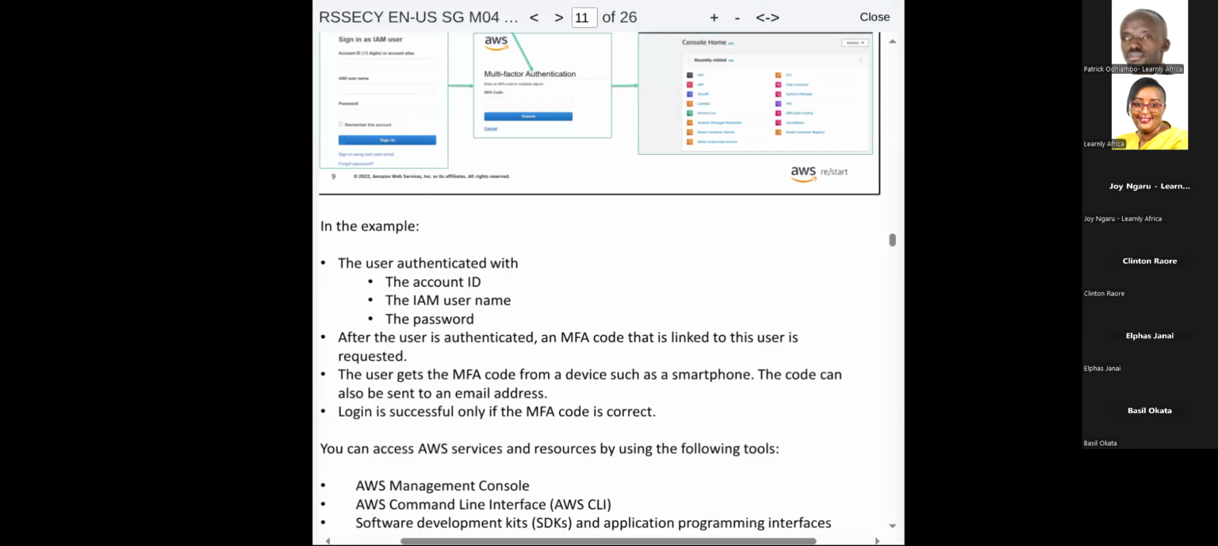Now, for the MFA, it's the second stage. After your password verification, AWS prompts you for a unique MFA code. This code is generated by a linked MFA device. For example, in my account, I use Google Authenticator. That's a smartphone app. Yes, you can use Authenticator, or you can use a hardware token. Alternatively, if you're in the countries where AWS sends messages, you can receive an SMS, and they also send emails.